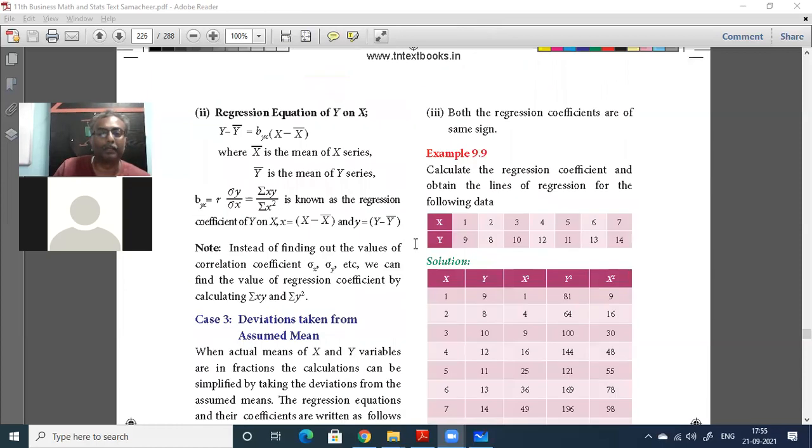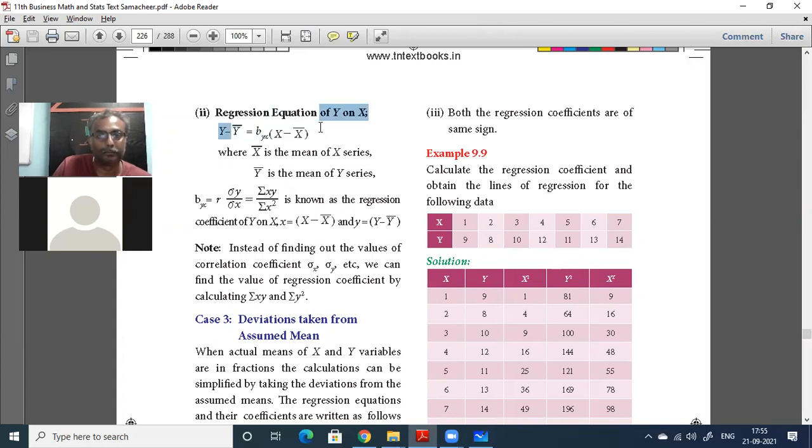Now it will all look vague. When you start doing the sums, you will think, oh, he's telling so many formulas for nothing. Same, regression equation of y on x. Let us finish only the formulas. Examples we'll do tomorrow or Thursday.